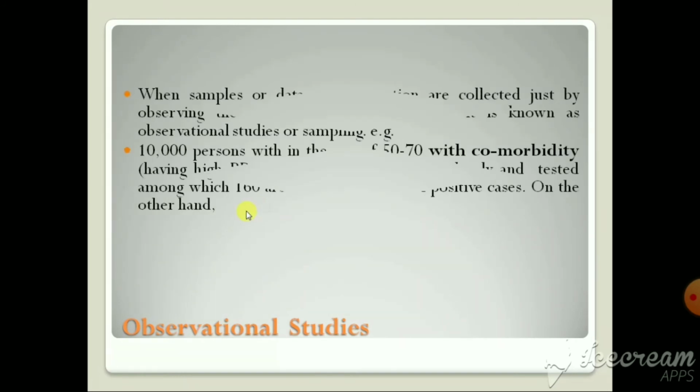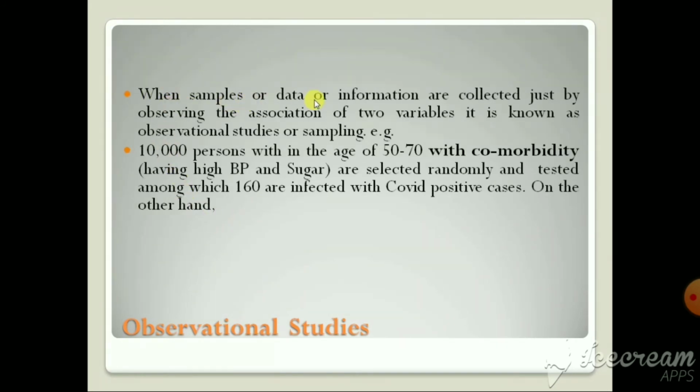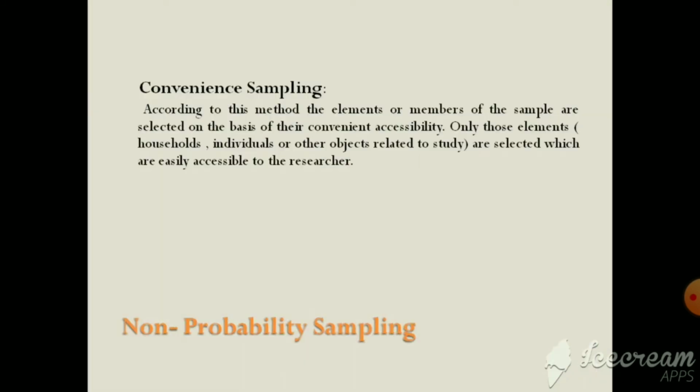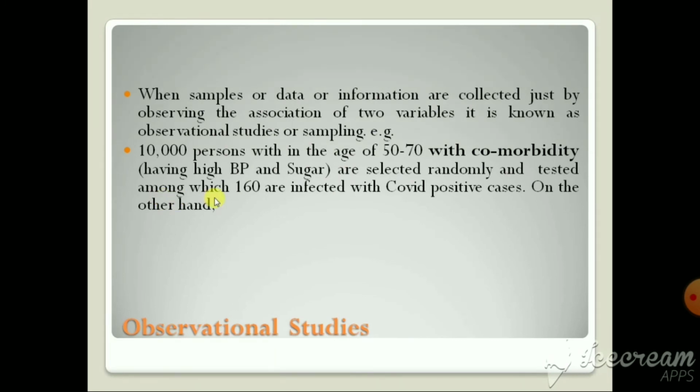Observational studies, we can say in this way, are when samples or data or information are collected just by observing the association of two variables. It is known as observational studies or sampling. For example, 10,000 persons, suppose within the age of 50 to 70 years with comorbidity, that means having high BP and high blood sugar, are selected randomly and tested, among which 160 are infected with COVID positive cases.